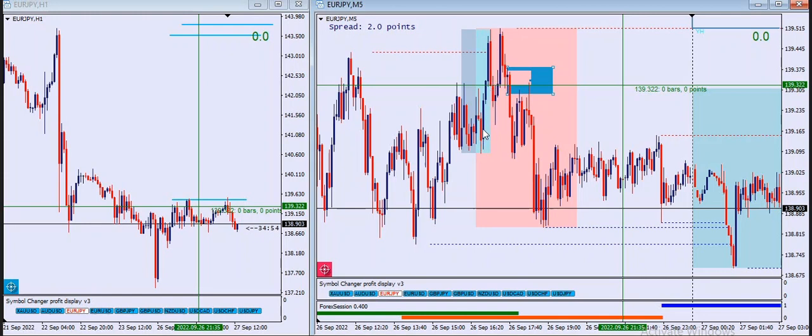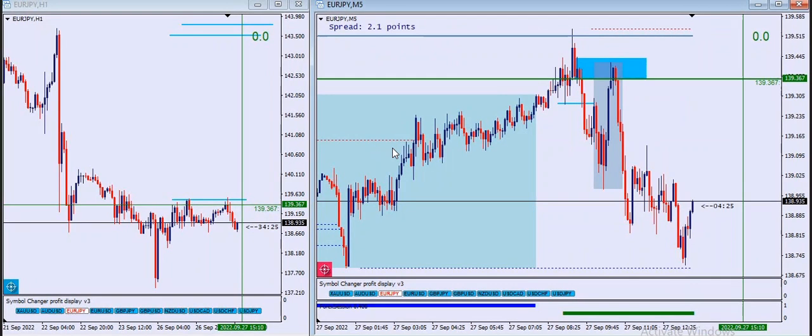It didn't take out this, it didn't break structure. What happened? It pulled back again, created this equal high, then dropped. While dropping with this impulsive move, it left me with a hidden block here, and it broke structure here. This is a little bit higher than this, so this is the swing low before this high. The price broke structure here, price pulled back to that hidden block, and that was the drop on Euro JPY another day.